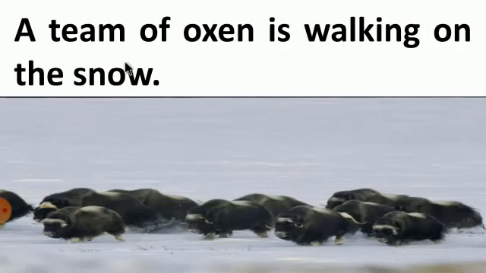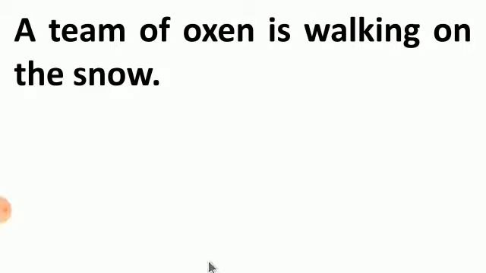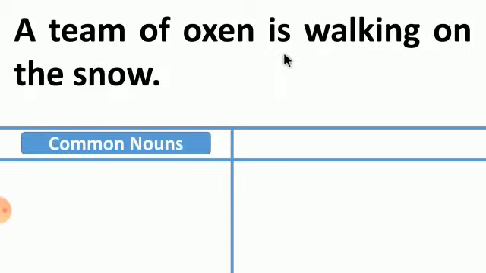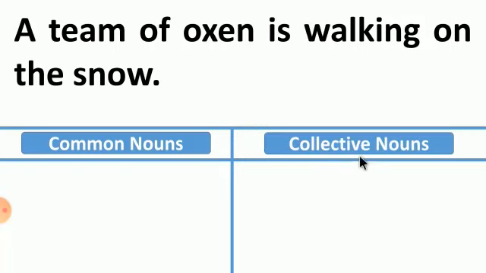Let's get started. Sentence number 1. A team of oxen is walking on the snow. So we have this table. We have to classify the nouns in this sentence into common nouns and collective nouns. Let's pick up the nouns first. In this sentence, we have 3 nouns: team, oxen, and snow.